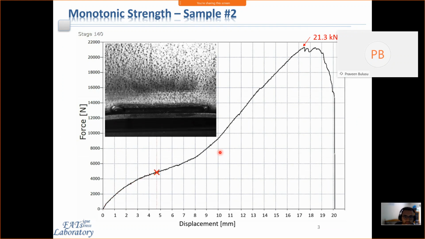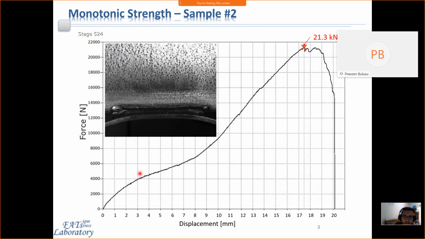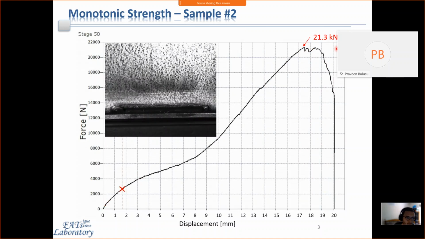We've completed the static monotonic tests. This is one example of the test here. You can see the force displacement, and then you can see a video of the failure mode. It's a through crack along the axis of the weld, about 21 kilonewtons peak load. The important thing to note here is that the peak is quite high, so we made sure that the fixture can withstand that loading.